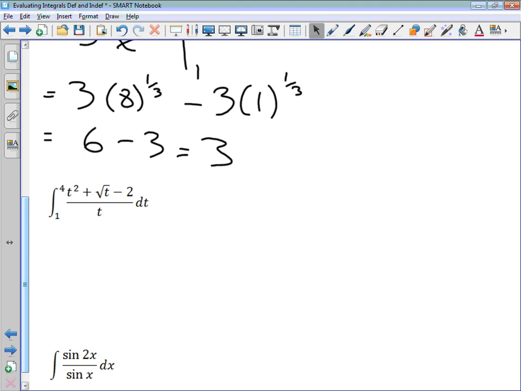Integral from 1 to 4 of t squared plus root t minus 2 over t dt. Any thoughts on how we would approach this?